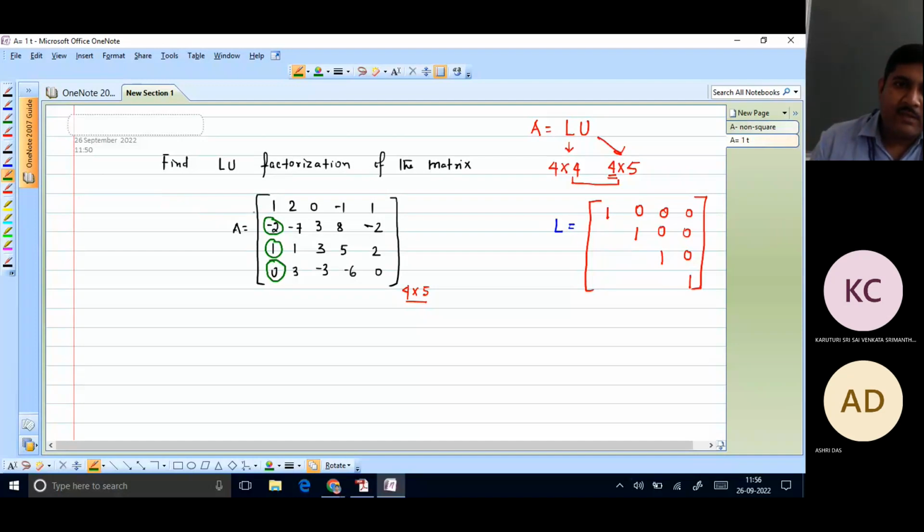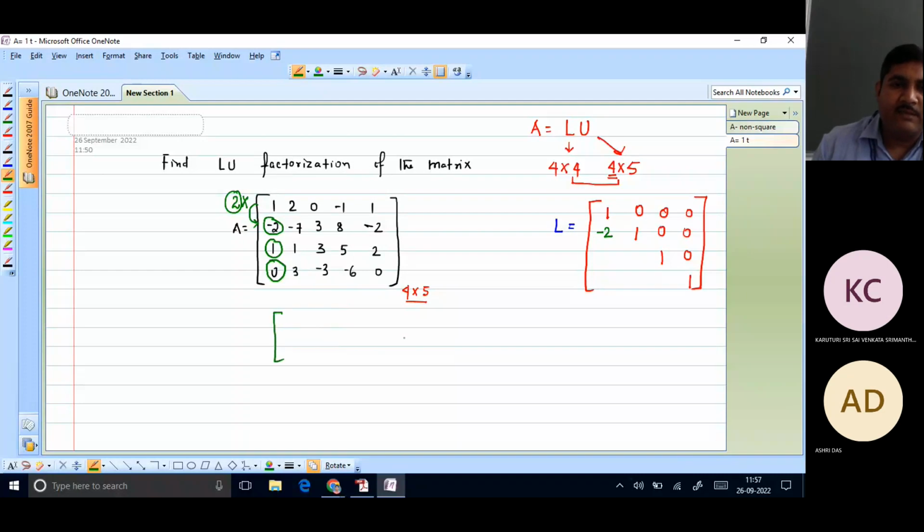So you can see I will multiply 2 to first row and add it to second row, so that we will get 0 in place of -2. So what is the multiplier? 2. So I will fill this position as -2. I will fill the corresponding position of L as the negative of the multiplier, right? So let us start our work.